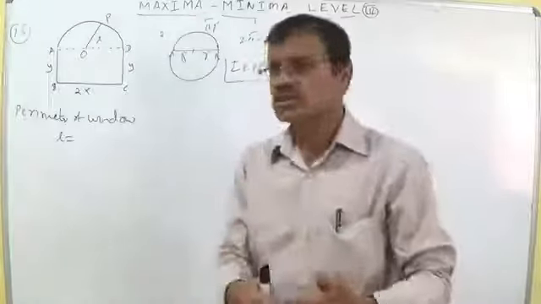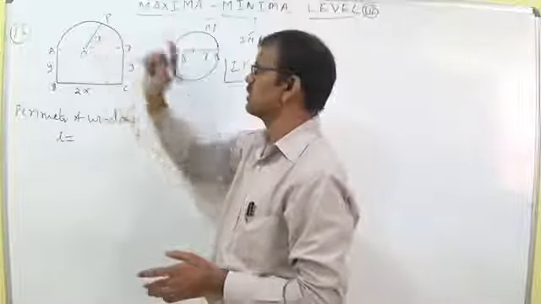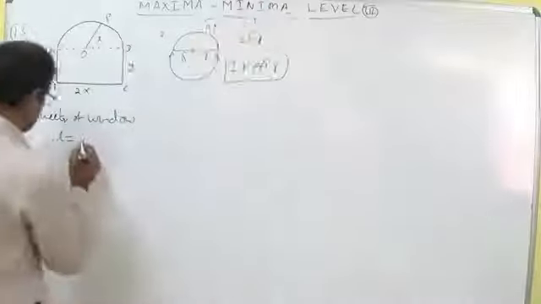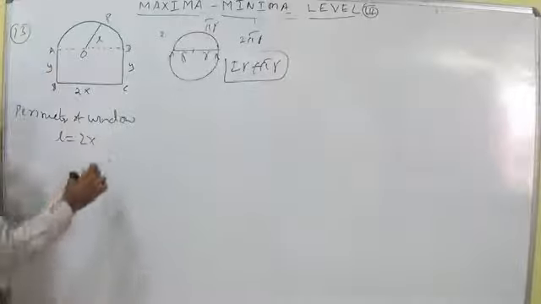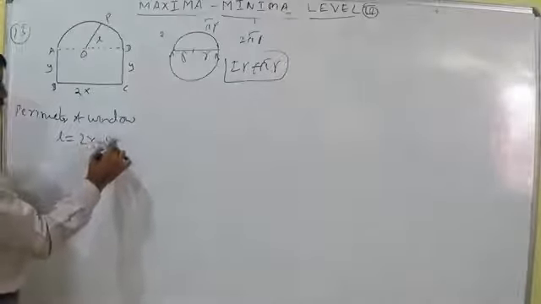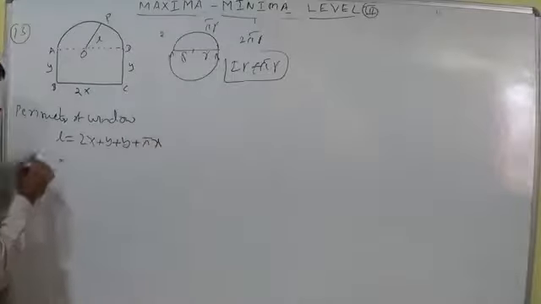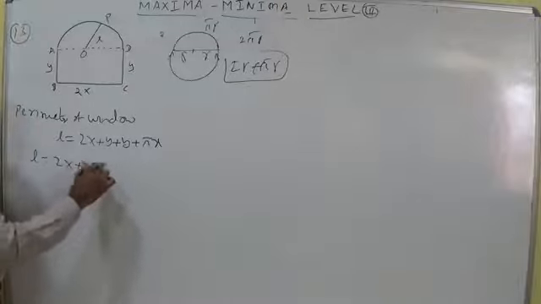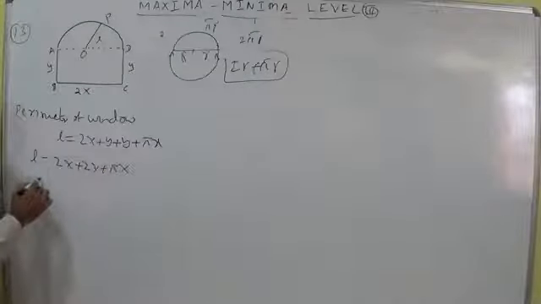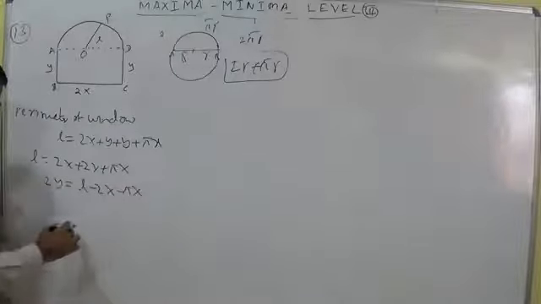Now the perimeter of the window is this plus this plus this plus pi x. L is equal to the perimeter of the rectangle and the perimeter of the semicircle without this radius. L is equal to 2x plus 2y plus pi x simply. That implies L is equal to 2x plus 2y plus pi x. So now 2y is equal to L minus 2x minus pi x.